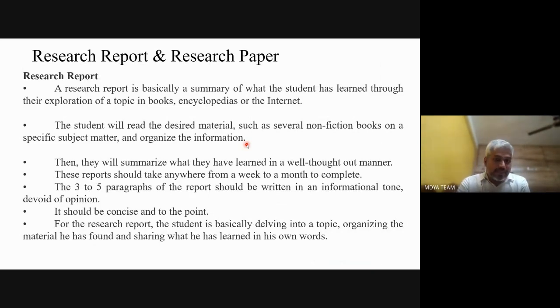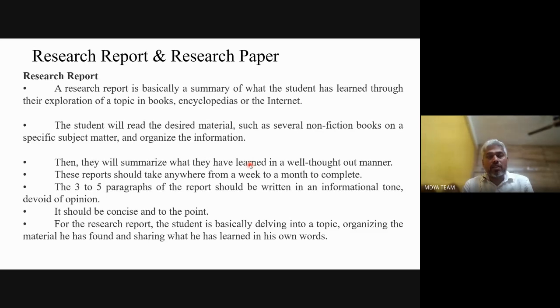Now, the second thing is research report and research paper. A report is a very normal term for any kind of work. Wherever you are, in your organization or in your class, if you got a task to complete, then after the completion of that task or work, you need to submit a report. It means what task you have got and what you have done in that particular work. So you have to give a report.